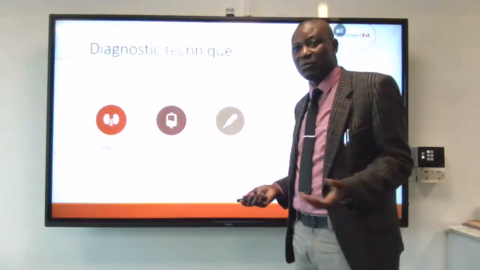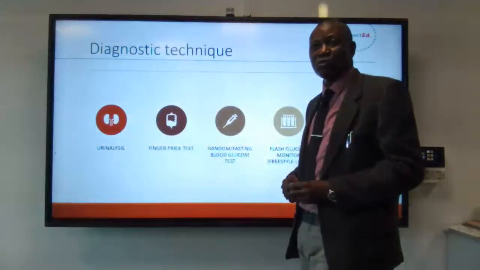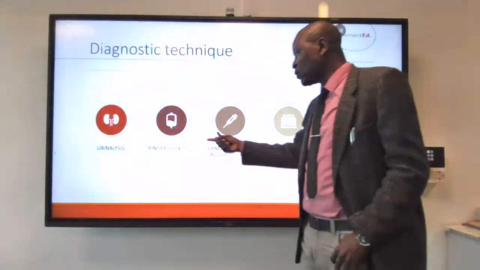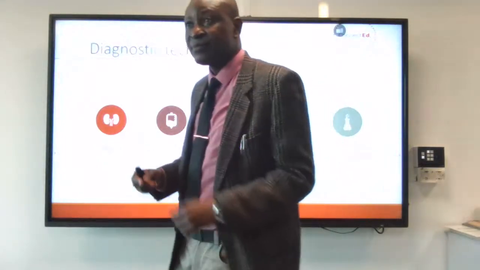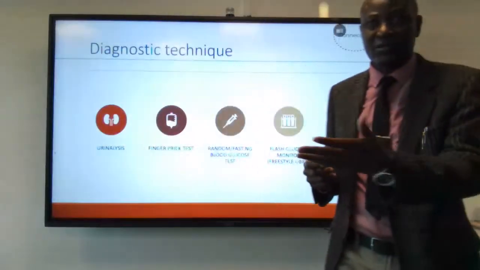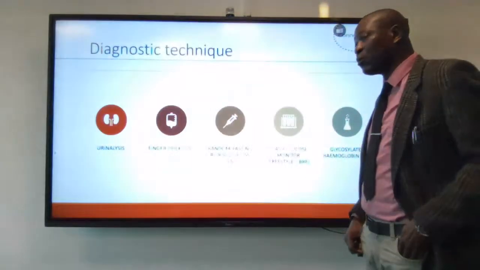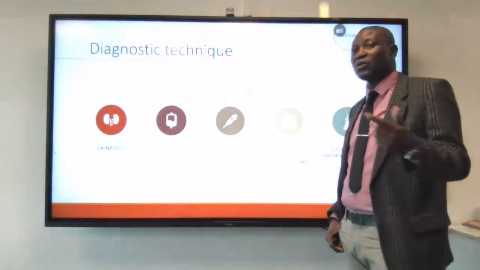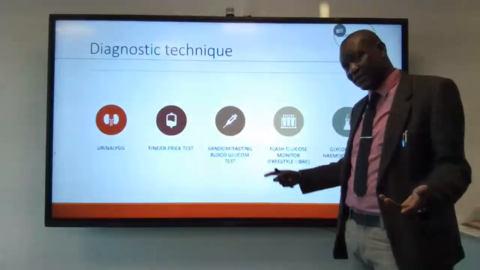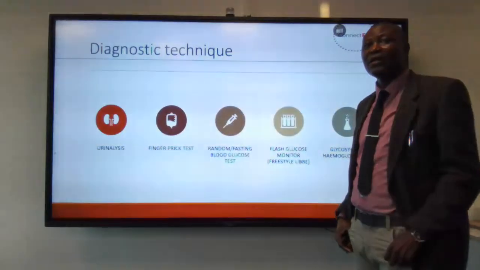Take, for example, if somebody goes for something else and they happen to do the urinalysis, they can pick that up. This is pretty popular, the finger prick test, which we see on the ward, and they calibrate and just match it with the machine. Then we have the random and fasting blood glucose level, which we just saw, in which case this is going to be a blood sample taken either when we are fasting, we haven't eaten, or when we've eaten, and then sent to the laboratory.